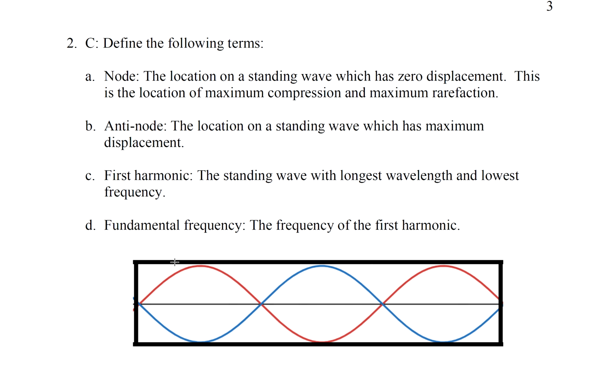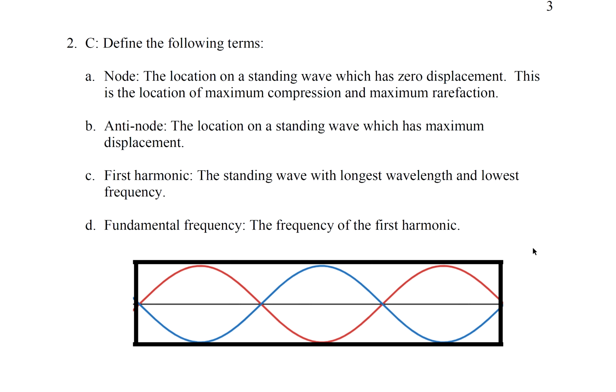Question 2, define the following terms. Node. A node is a location on a standing wave which has zero displacement. This is a location of maximum compression and maximum rarefaction. So how many nodes do we have in this figure? We have 4 nodes. Antinode, that's the location on a standing wave which has maximum displacement. So let's look at this image. How many antinodes do we have? We have 3.